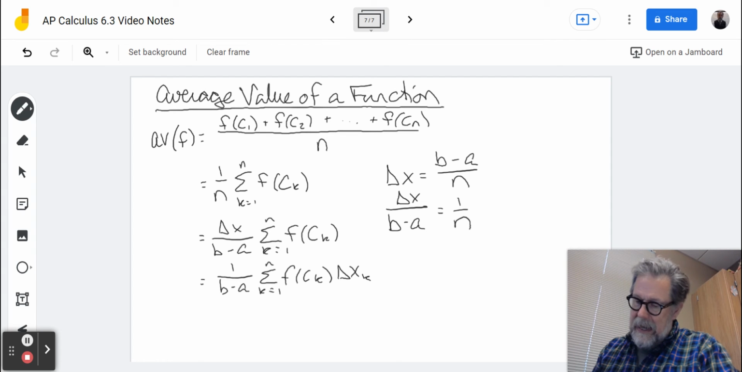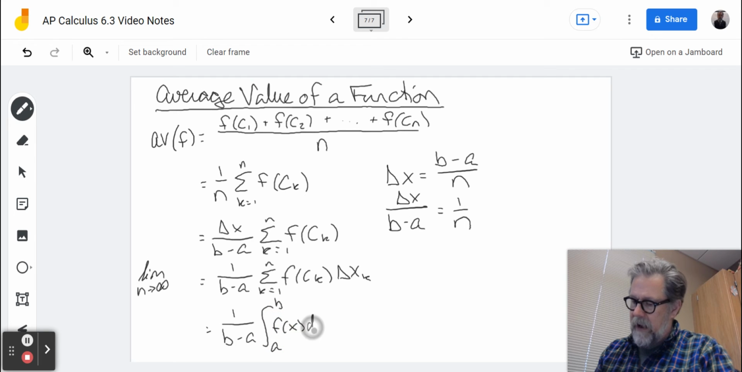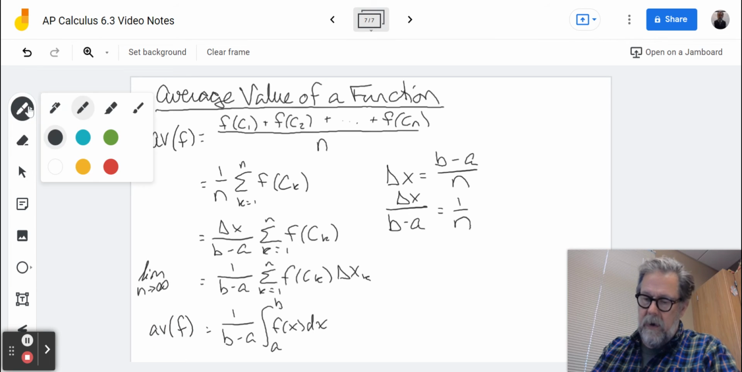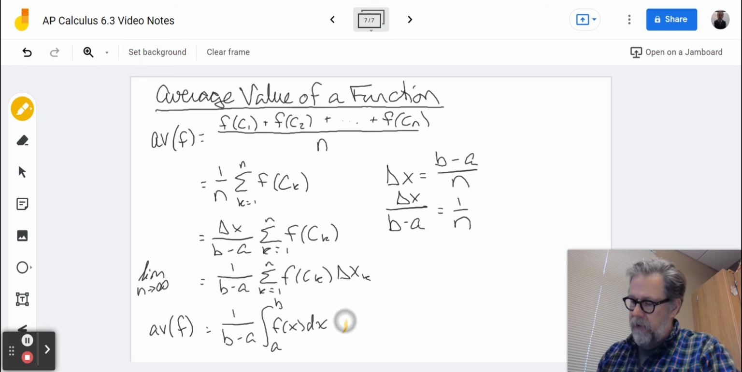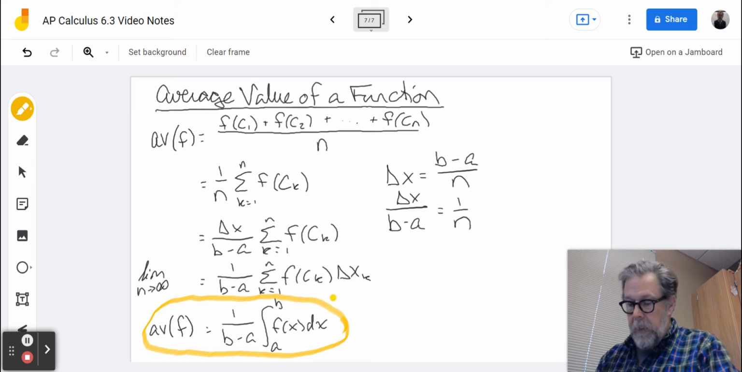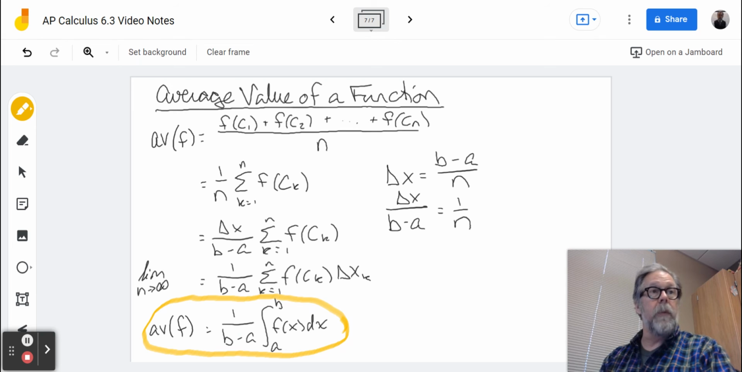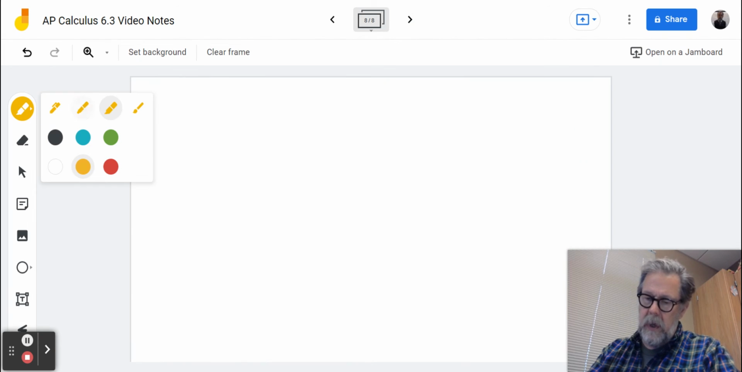And notice that, again, just thinking back to what we've talked about before, if I take the limit of this as the number of rectangles goes to infinity, that sum becomes the integral from a to b of f of x dx. So if we want to find the average value of some function, all we have to do is find the area under the function, the integral from a to b, and then divide it by the width of the interval. So let's do a quick example.